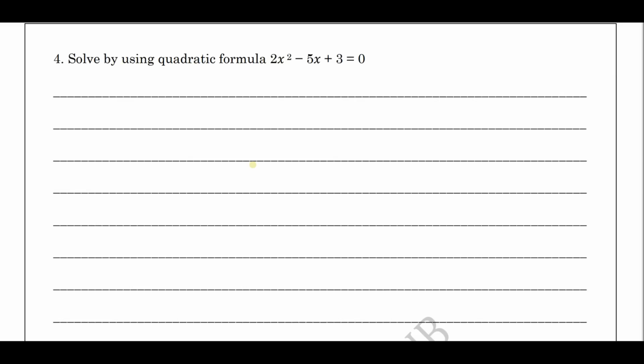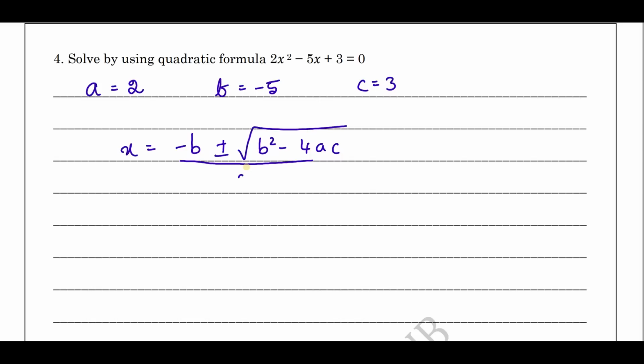Next, solve by using quadratic formula. Very important and definite question for your exam. First, write down the values of a, b, and c. Solving the quadratic equation by using quadratic formula. a equals the coefficient of x square, which is 2, b is -5, c is 3. Now what is the quadratic formula? x equals minus b plus or minus square root of b square minus 4ac, whole divided by 2a.